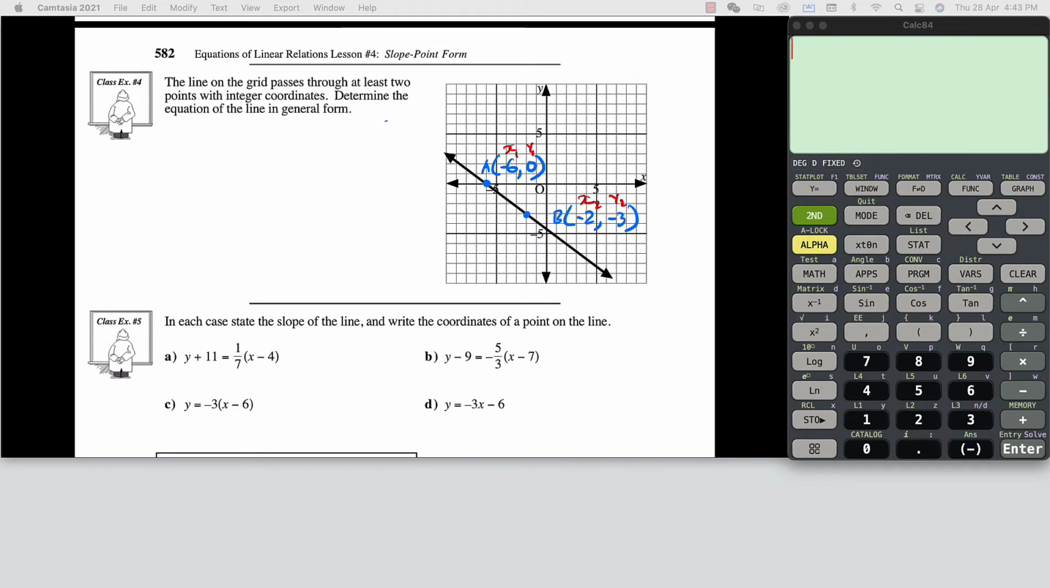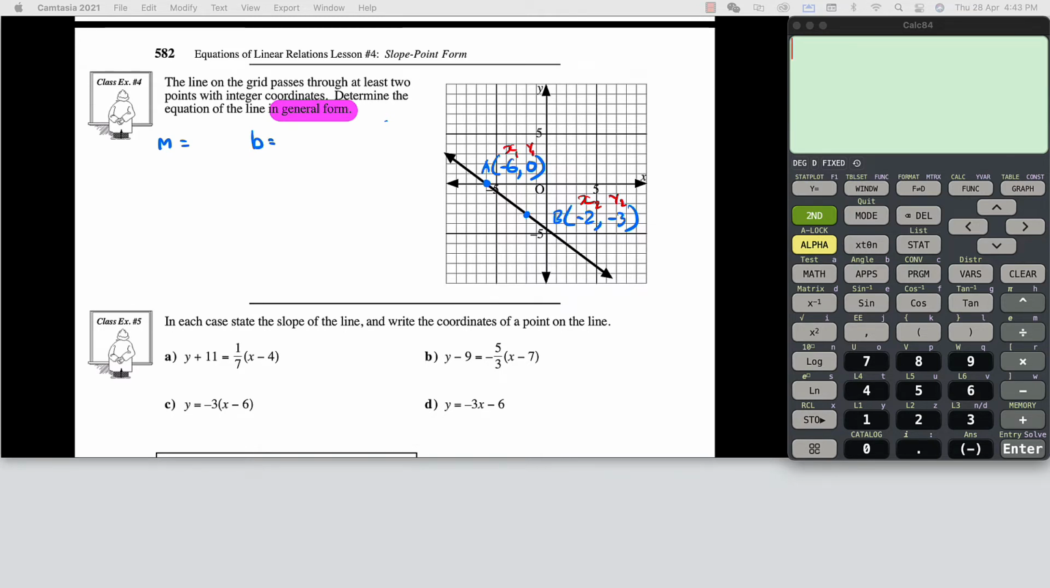Okay, and what are we asked to do in this case? We want to determine the equation of the line in general form. Okay, so some things that we need to know are, for example, what is the slope, what is the y-intercept, and what is one of the points.